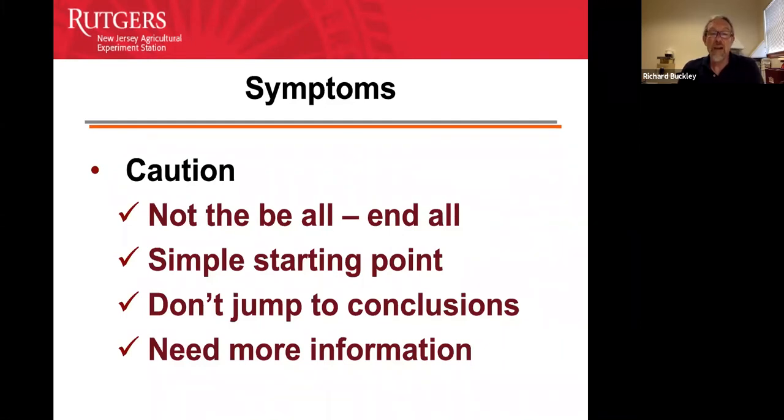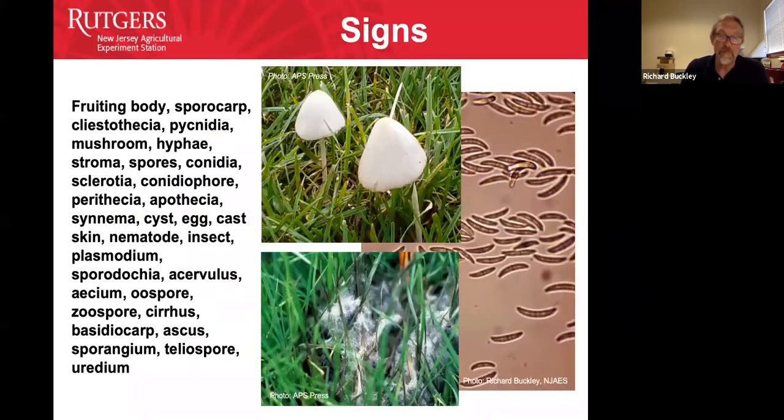So if I showed a picture of a wilted fuchsia and said, what's the cause? We could come up with 10 causes why a fuchsia would wilt. So you've got to be very careful about making assumptions just based on symptoms. But again, it's the start of the show. What we want to try to do is get to the sign. So the signs are the fungal fruiting bodies.